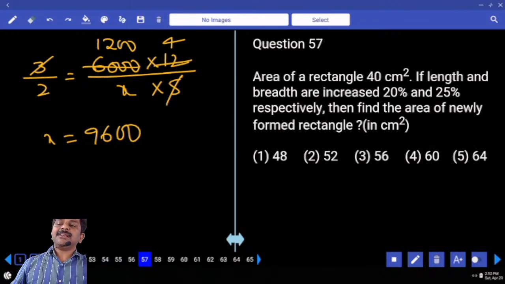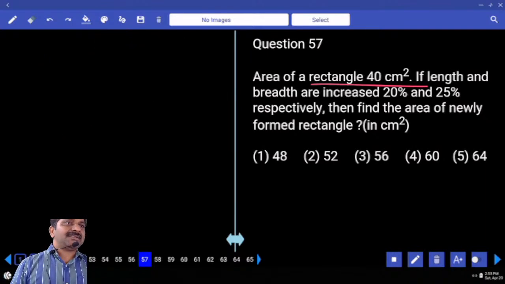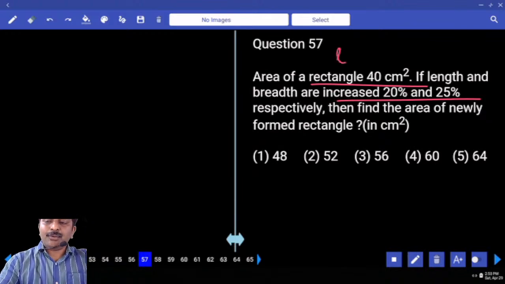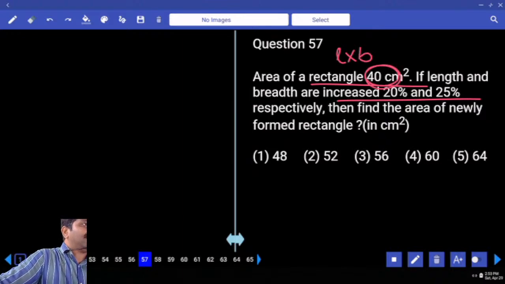The area of the rectangle is 40 square centimeters. If length and breadth are increased by 20% and 25% respectively, then find the area of the newly formed rectangle. Right. Area of the rectangle mentioned as 40. So now length increased by 20% and breadth also increased by 25%. So if L into B is equal to 40, can we identify what is length and what is breadth?